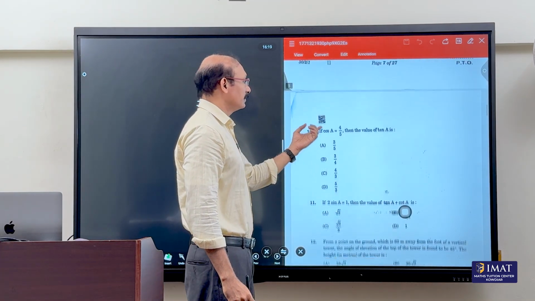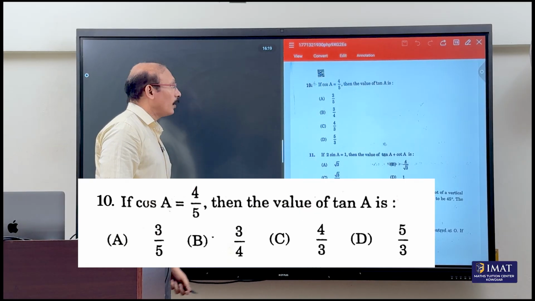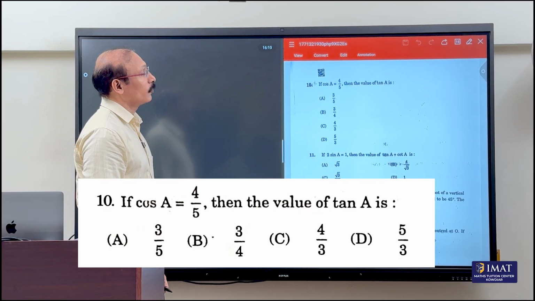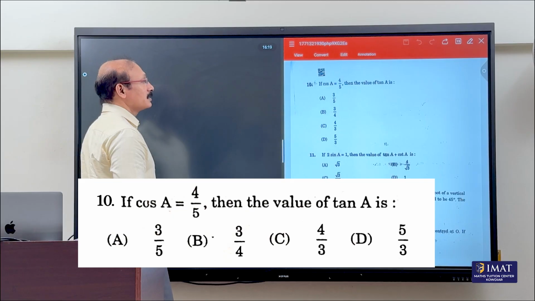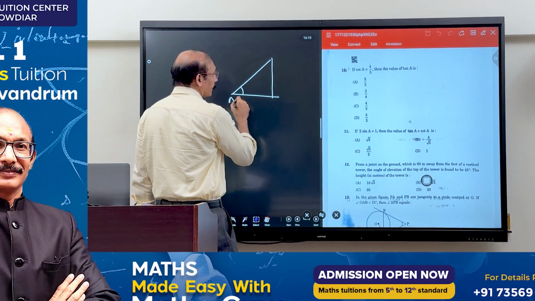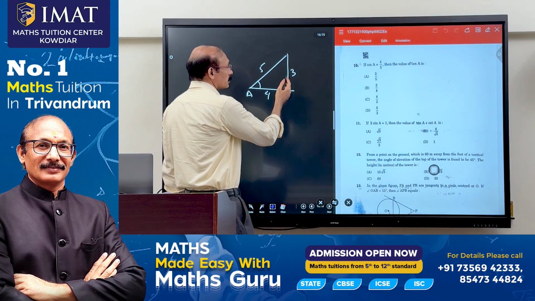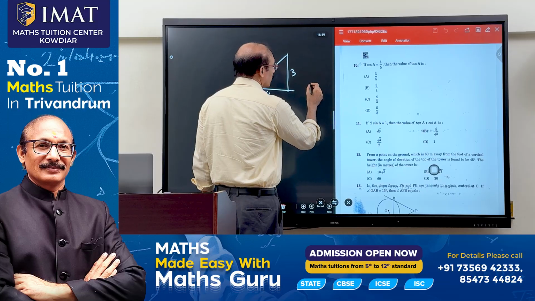Question number 10. If cos A is equal to 4 by 5, then tan A is equal to, see, you just draw a triangle, take this angle as A. So this is 4, this is 5, so this is 3. So what's the value of tan A? Tan A will be 3 by 5. The option is A.